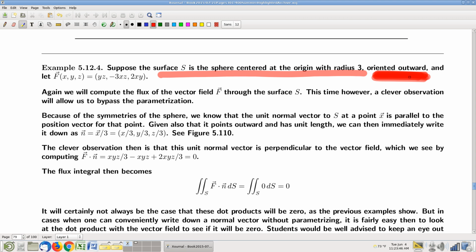You have to indicate what orientation. Otherwise, there's this ambiguity of which way you are talking about. Which way is the positive direction through the surface? So yeah, we've got a domain and we've got a vector field.